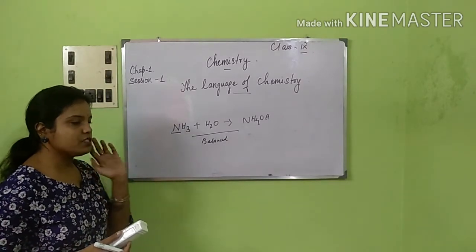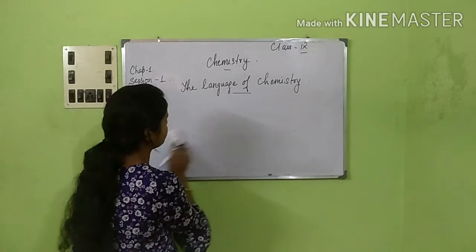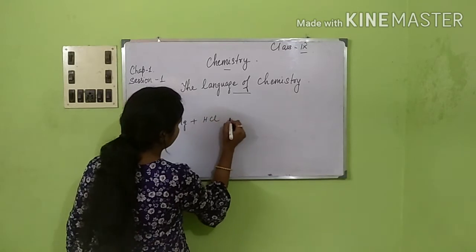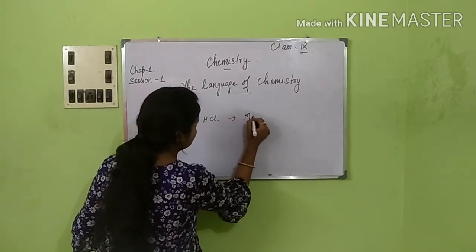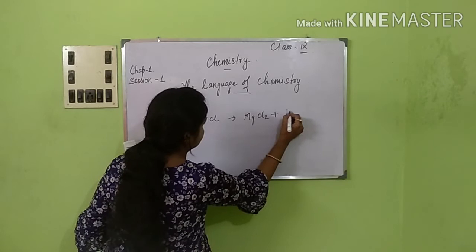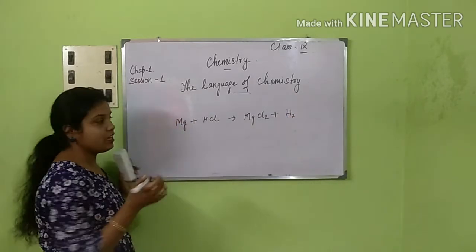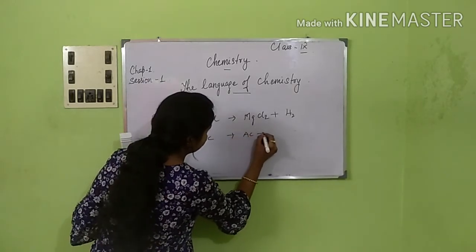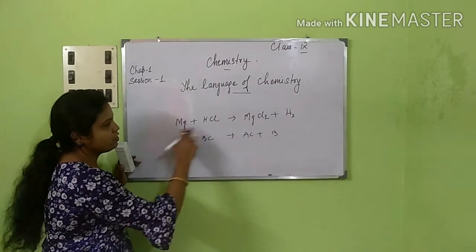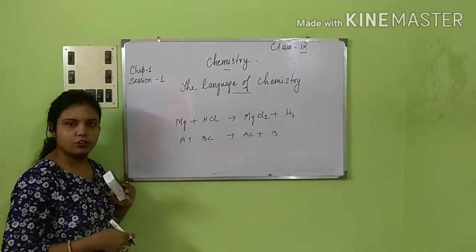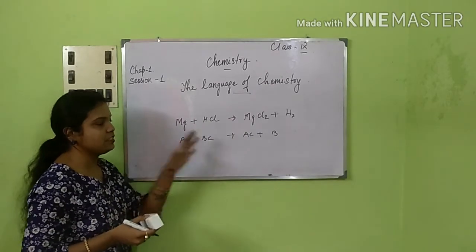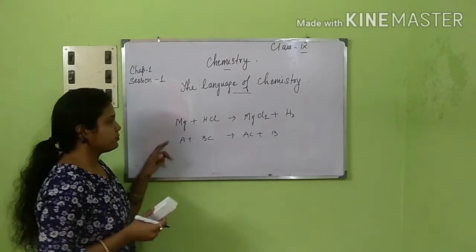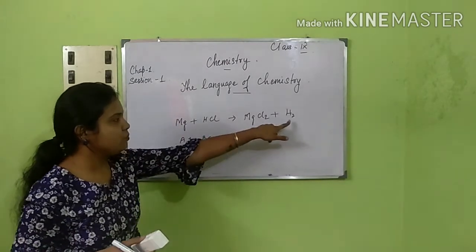Now coming to some other examples, suppose magnesium plus HCl gives you MgCl2 plus H2. You remember I was saying A plus BC giving you AC plus B is a displacement reaction. This is one of the displacement reactions. I said we'll come up with examples. I hope it's very clear to you, right? Now, Mg plus HCl gives you MgCl2 plus H2.